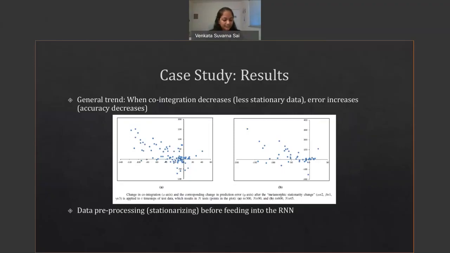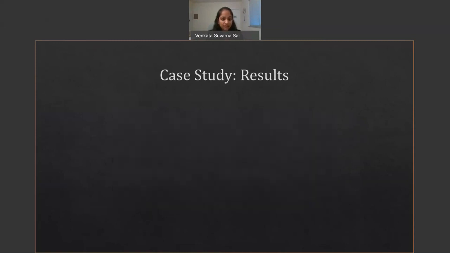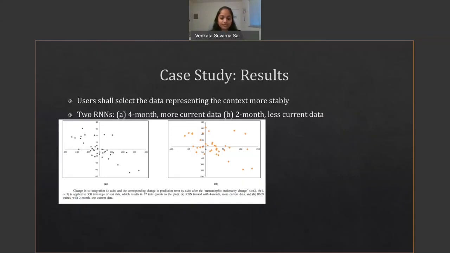And one practical implication is that the data has to be stationarized before feeding into the RNN. Another implication is that users shall select the data representing the context more stably. And to investigate this, we perform another experiment where we train 2 RNNs, one with 4-month more current data and another with 2-month less current data. Say the first one is recorded from January to April and the second one is just from January to February.